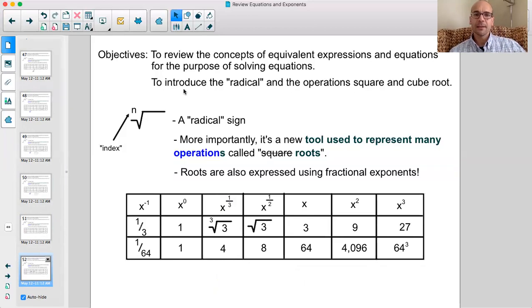So there's a lot to take in. Let's see what we really need to take away from here. We used inverse operations and equivalent expressions to solve equations. And then this idea of a radical, it's going to be an operation we're going to use in the next video to actually perform a job.